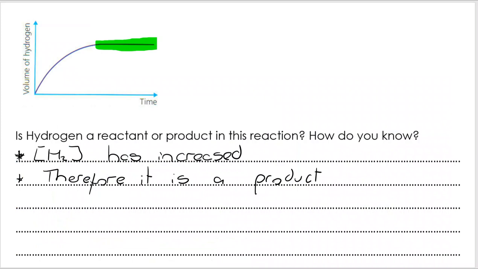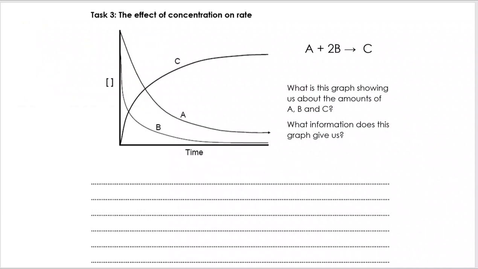So from this very simple question, gone straight to the answer, we know that hydrogen is a product here, and we know that because the volume of it has gone up over time. A reactant graph would be a downward curve, eventually reaching a straight line, potentially at 0 if it's a limiting reagent, but maybe higher if it's in excess. With that in mind, have a think about this question.